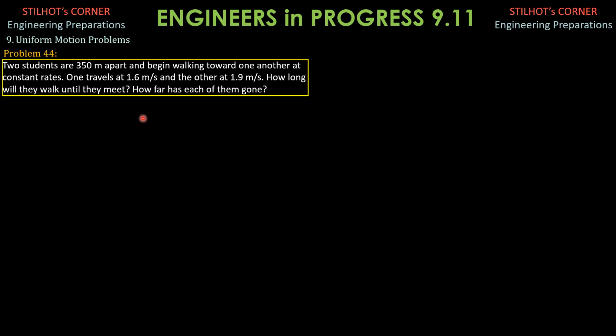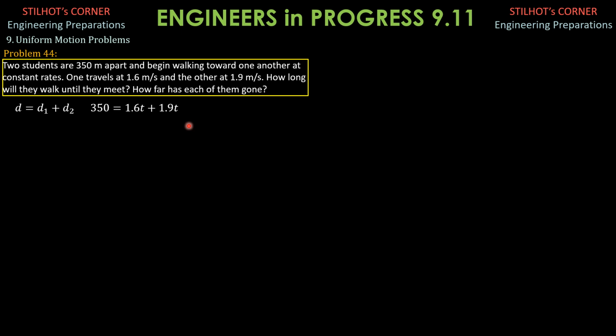So for the solution, because they are traveling toward each other from the ends of the 350-meter distance, then this distance is equal to the distance traveled by one student and the distance traveled by the other student. So d equals d sub 1 plus d sub 2, and distance is average speed times time, or rate times time. So d, which is 350, is equated to 1.6, the speed of one student, times t. Travel time is t, and the other one is also t. So plus 1.9 times t.